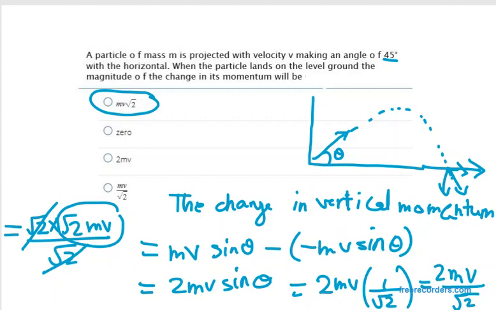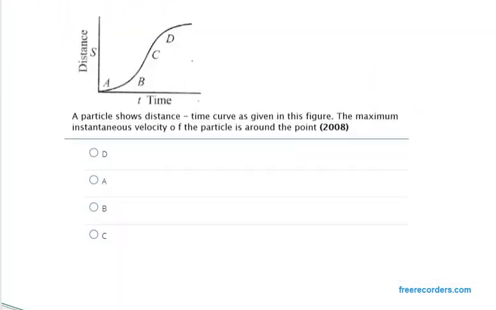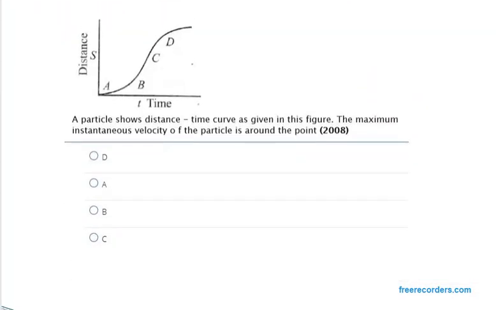Let's move on to the fourth one. Now in this case, it says a particle shows a distance time curve as given in the figure. The maximum instantaneous velocity of the particle is around the point. So as you know, it is actually the displacement over time, and it means that it is with respect to del t tending to 0, instantaneous velocity.